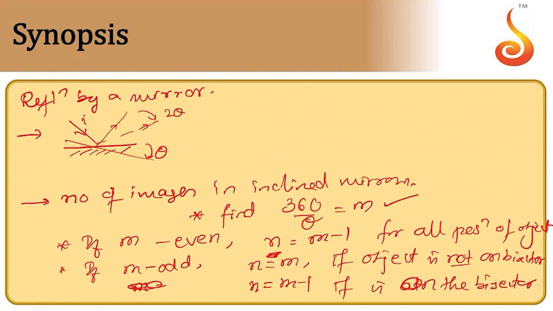So the trick is to get the value of m. What is that m? 360 by theta. And if m is even, then n, that is the number of images formed, is m minus 1 for any position of the object. And if this turns out to be odd, then n is equal to m if the object is not on the bisector, otherwise it is m minus 1. And if m is a fraction, then n is the nearest even number.